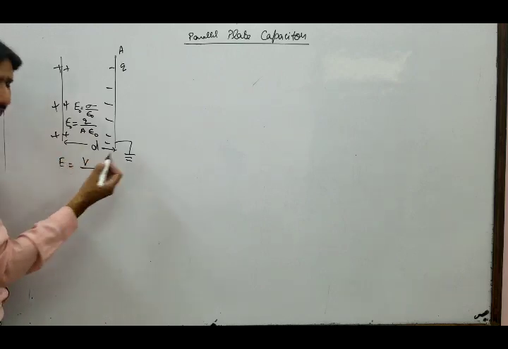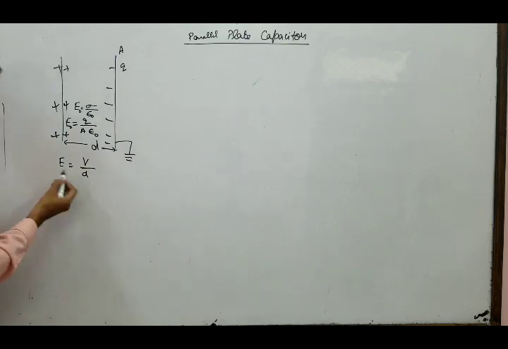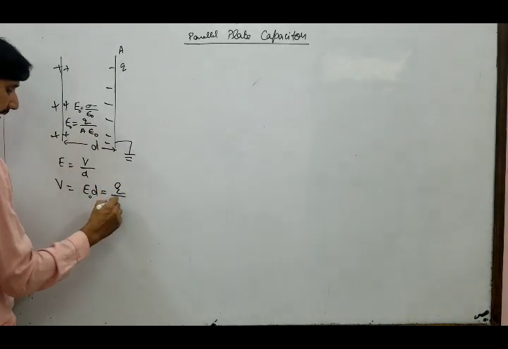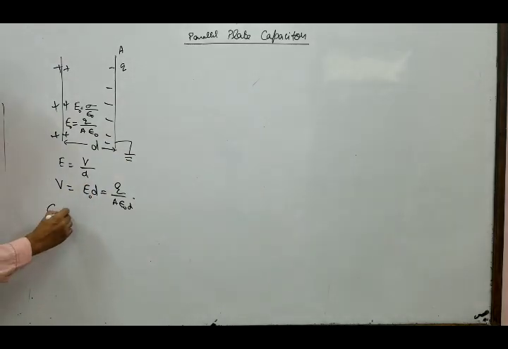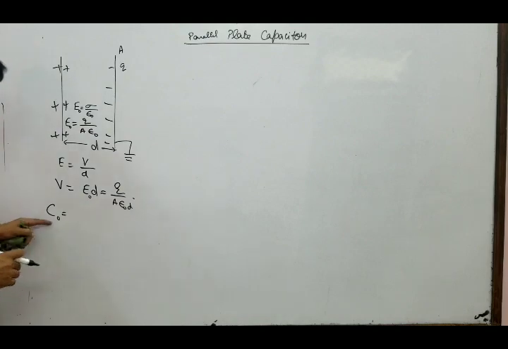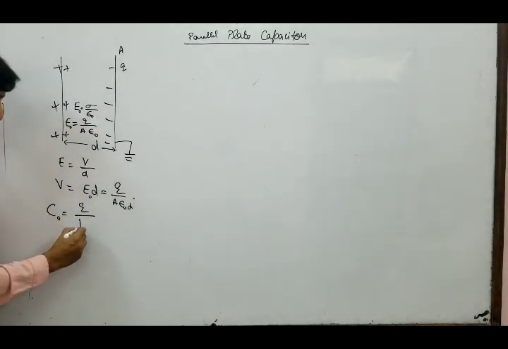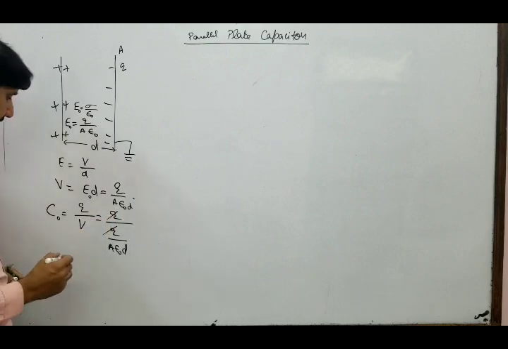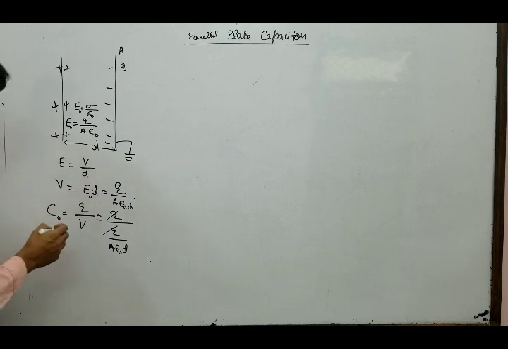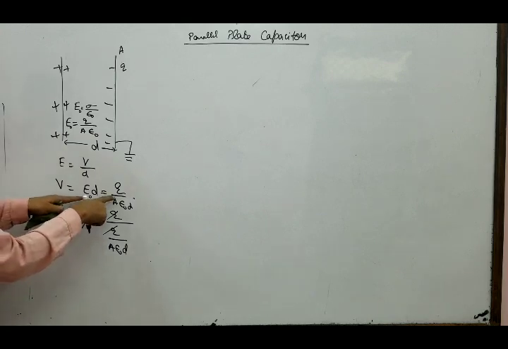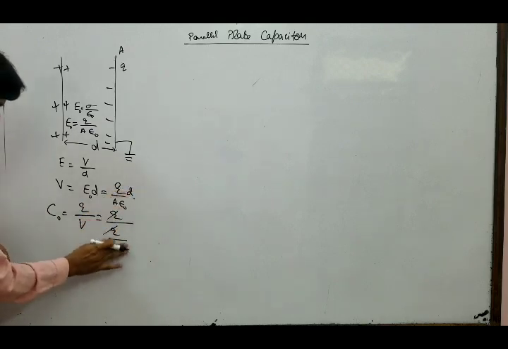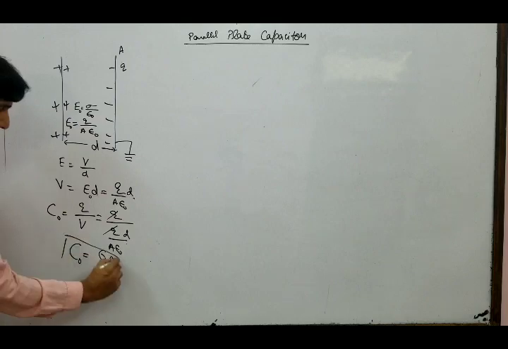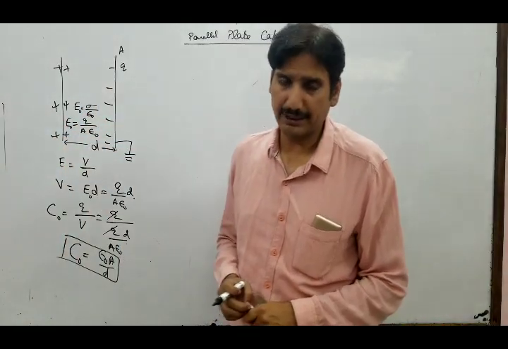Now we know that E is equal to V by D. So this means that V is equal to E into D. E is E naught over here, which is equal to Q by A epsilon naught, times D. And we know the capacity, let's say the original capacity of this capacitor, which is hollow from within, I call that C naught. C naught is Q divided by V, which will be equal to Q divided by Q D by A epsilon naught. This Q gets cancelled out. I'm very sorry, the D should have been up there. So this gets cancelled out, and the capacity turns out to be epsilon naught A by D.